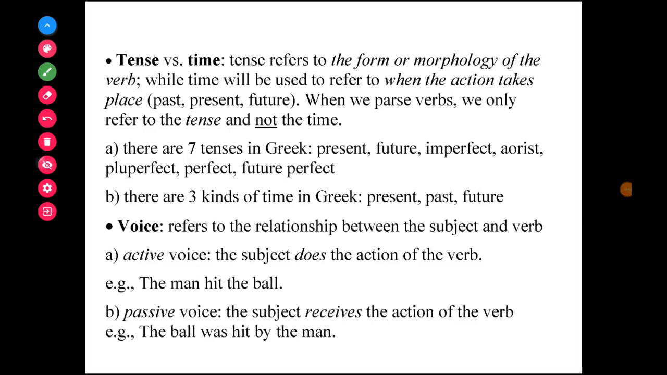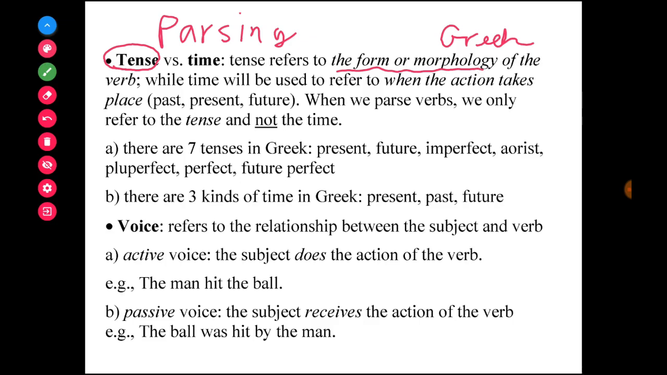We are now moving to a part of the module where we're introducing how to parse verbs, and verbs have different components or parsing elements that are very different from what you would expect with a noun. So we're going to go over parsing. Some of the qualities of a verb that are emphasized in parsing is the tense of the verb, and in Greek, the tense of the verb focuses on the form or morphology of the verb. So the emphasis of tense, which is different from English, is on the form or morphology of the verb.